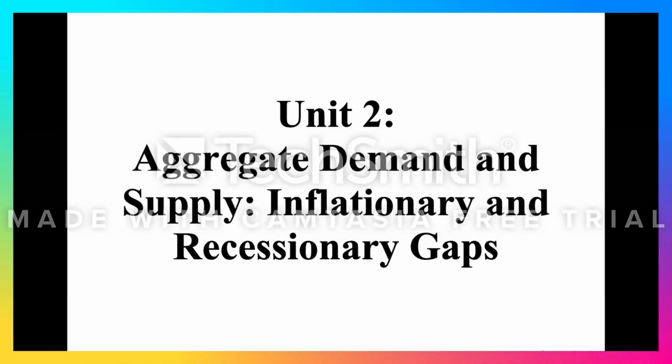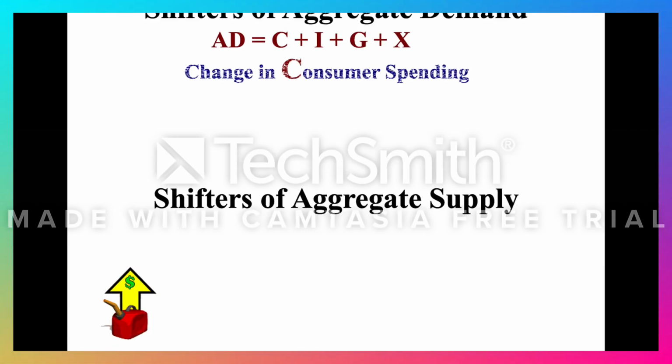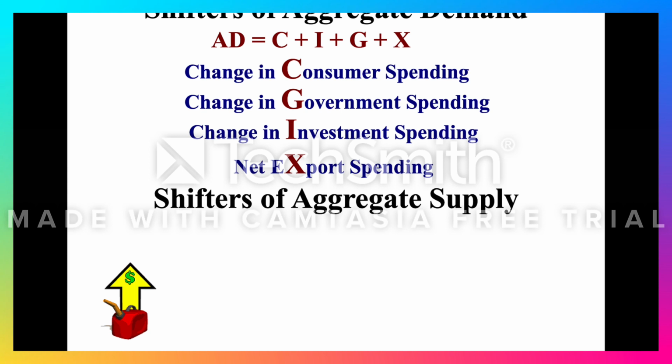All right. So we're going to go through aggregate supply and demand, but the focus will be on inflationary and recessionary gaps. First, though, do a real quick review. So you remember aggregate supply and demand shifters. Our aggregate demand shifters: consumer spending, government, investment, and exports.